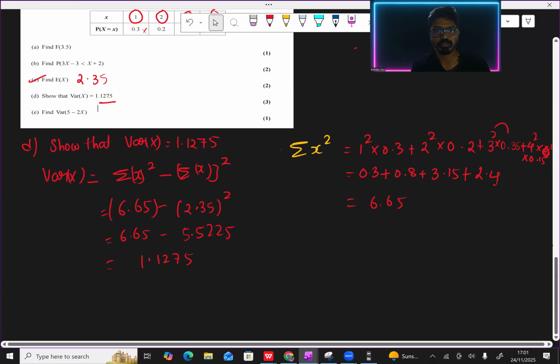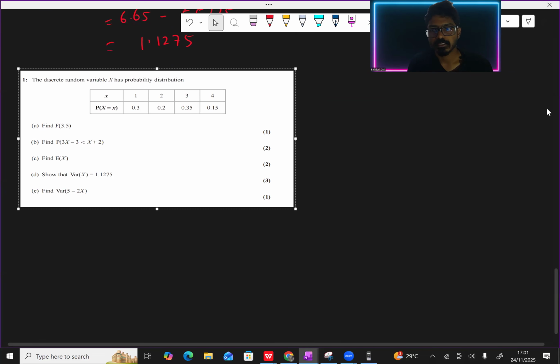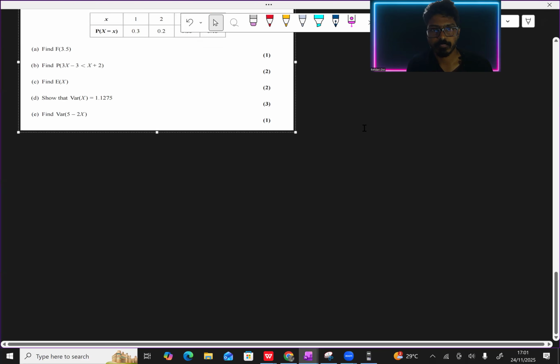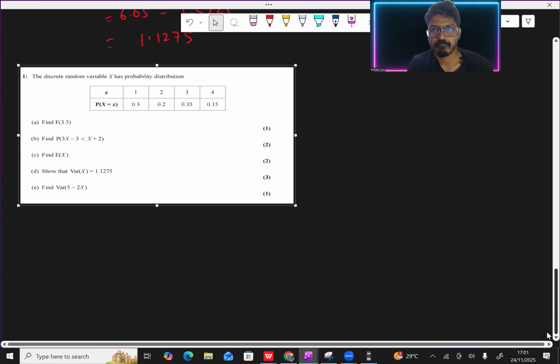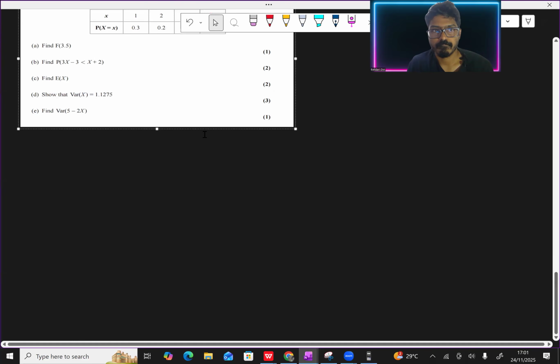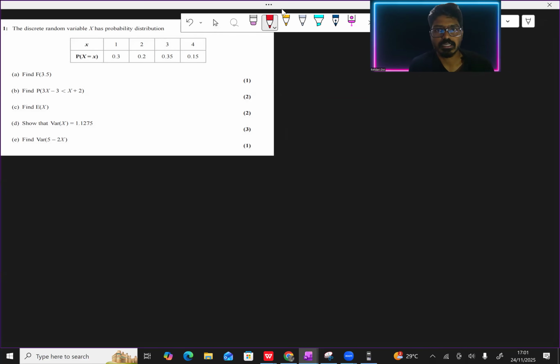Now let's do the last part of the question. So this is the answer for part D. The last part of our answer will be the E part, my bad. So we have to find the variance of 5 minus 2x. So we know our standard equation for variance, right?